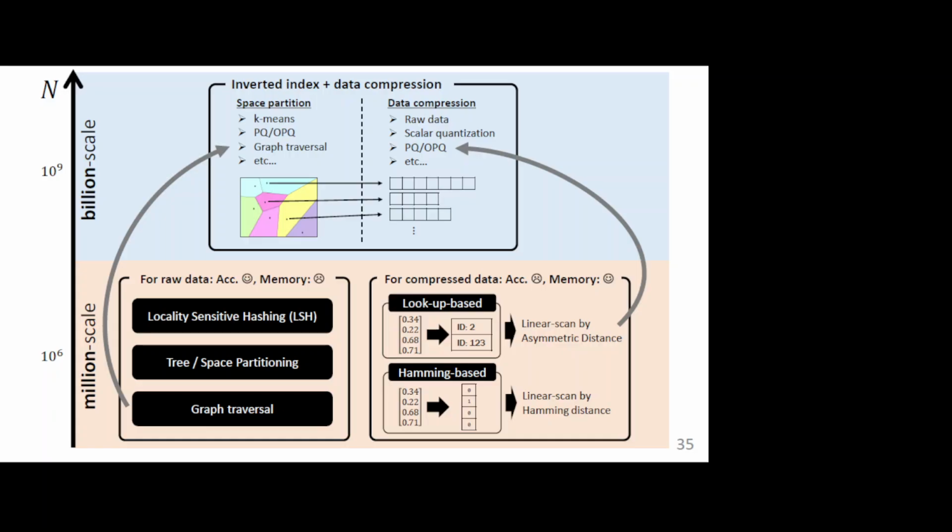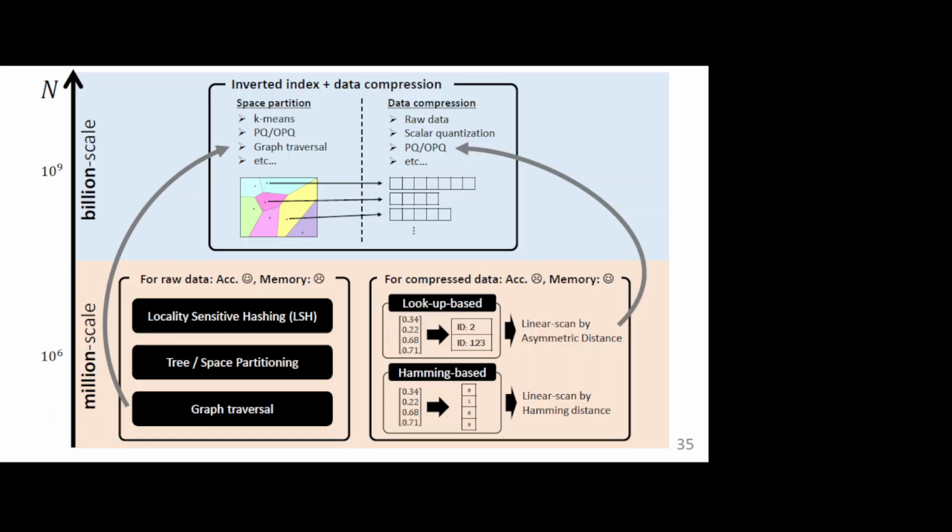So we can apply PQ here, and then apply the symmetric distance to compute the distance between your query and your compressed data. Also, you can compress your vector into a binary code like this. Then we compute the Hamming distance between the two binary codes, and do the linear scan. So for this part, the data is compressed.